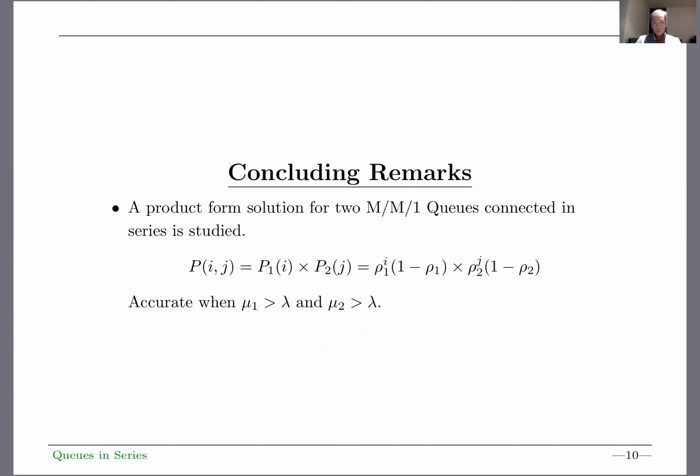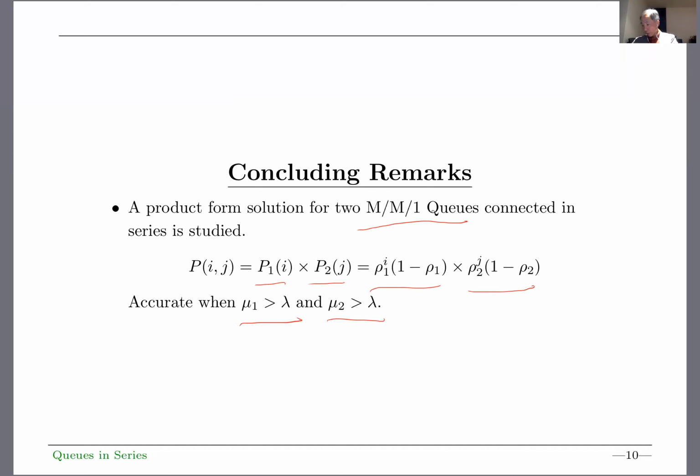So the conclusion for this is, if you have two MM1 Qs in series, they are independent of each other, if mu1 is larger than the external arrival and mu2 is larger than the external arrival. And then they are product form: the joint probability is the product of the probabilities of each Q. So the MM1 Q result can be used for each individual Q, okay?